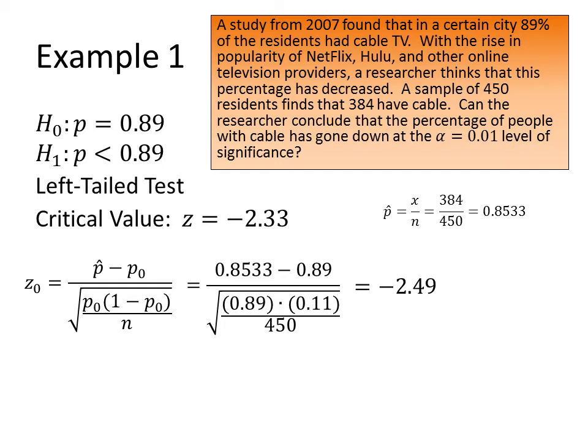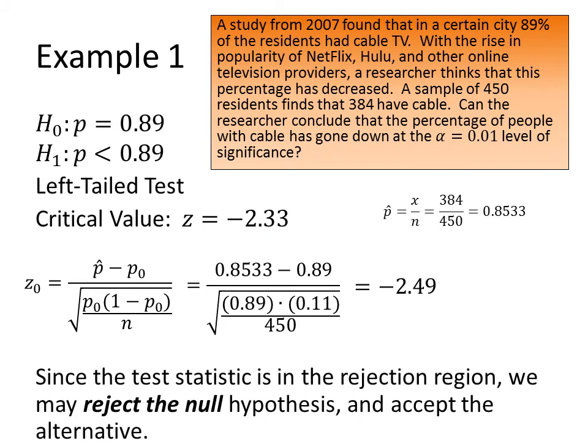Now we compare our test statistic with our critical value. Since the test statistic is less than the critical value, we say that it's in the rejection region, therefore we may reject the null hypothesis and accept the alternative. What that means is, based on our evidence, we have strong reason to believe that the percentage has gone down. That is, that it is less than 89% now.